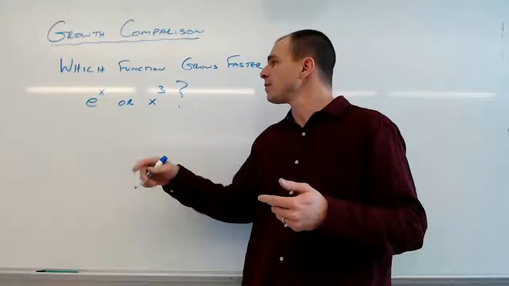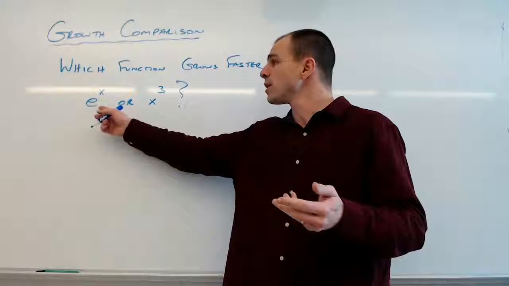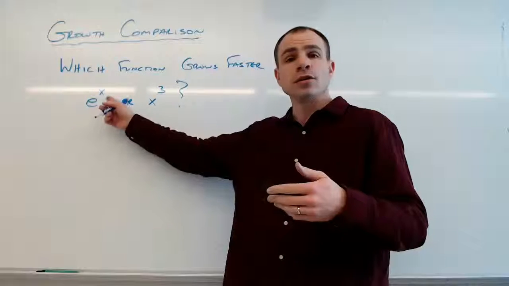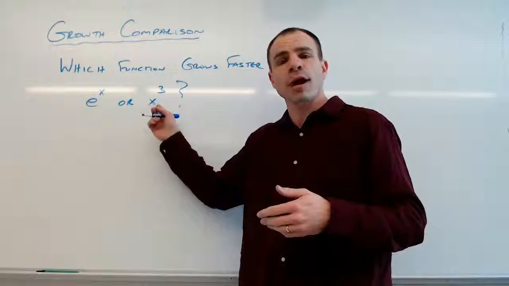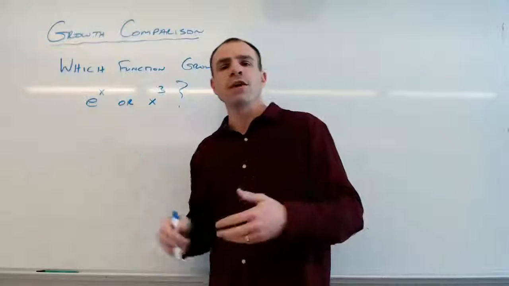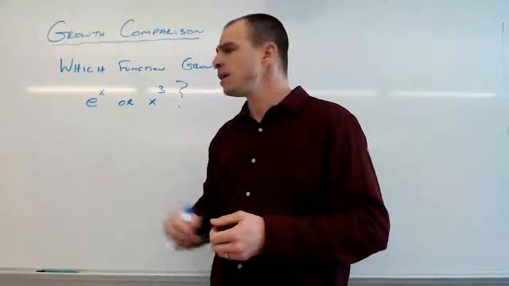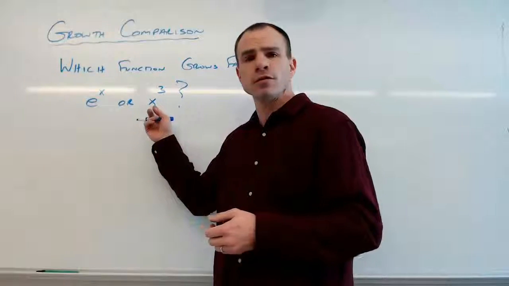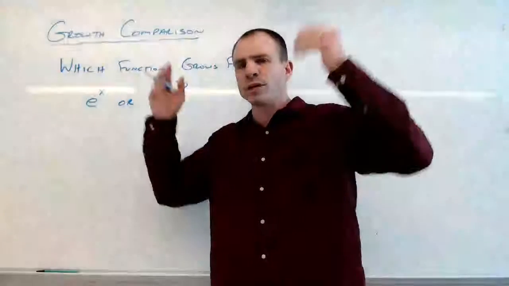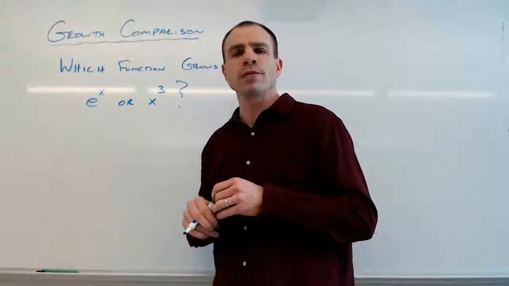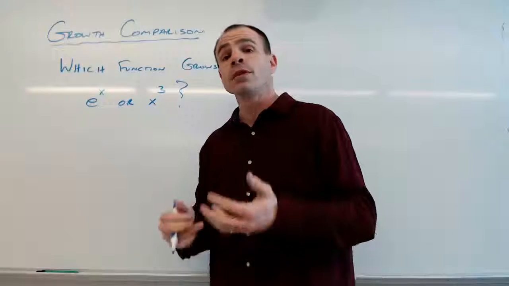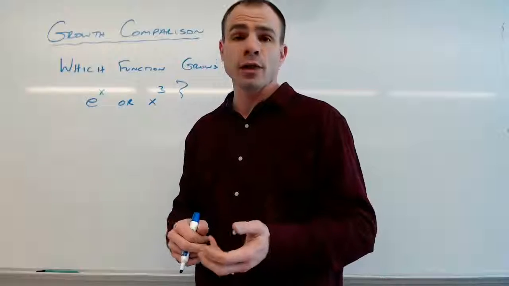And then if x is 3, then we have 2.7-ish to the third power, whereas this is 3 to the third power. And then what if x is 4, or 5, or 6? But more importantly, what if x is 100? e to the 100th power versus 100 cubed. Now the numbers start getting perhaps too much for our brains to comprehend. So let's use the limit to help us decide what's going on here.